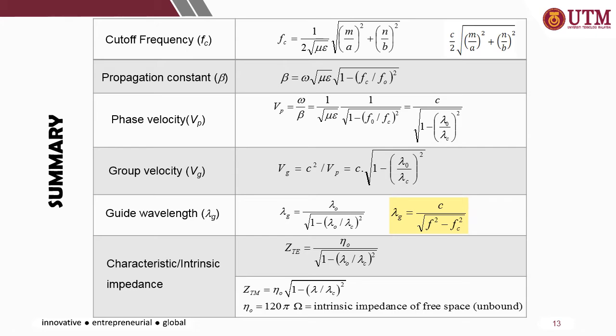The slide summarizes the important equations related to the rectangular waveguide. You don't have to memorize all of this because all the equations will be provided to you during the test or exam. You just need to familiarize yourself with all the parameters involved. For example, what are A and B, what is M, what is C, what is beta, what VP represents, and so on. Another one is the intrinsic impedance, which can be calculated as 120 times pi.